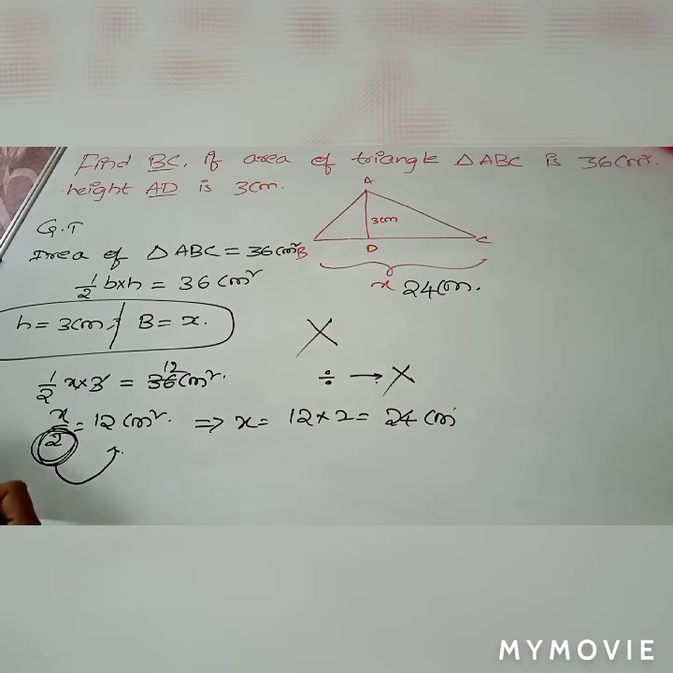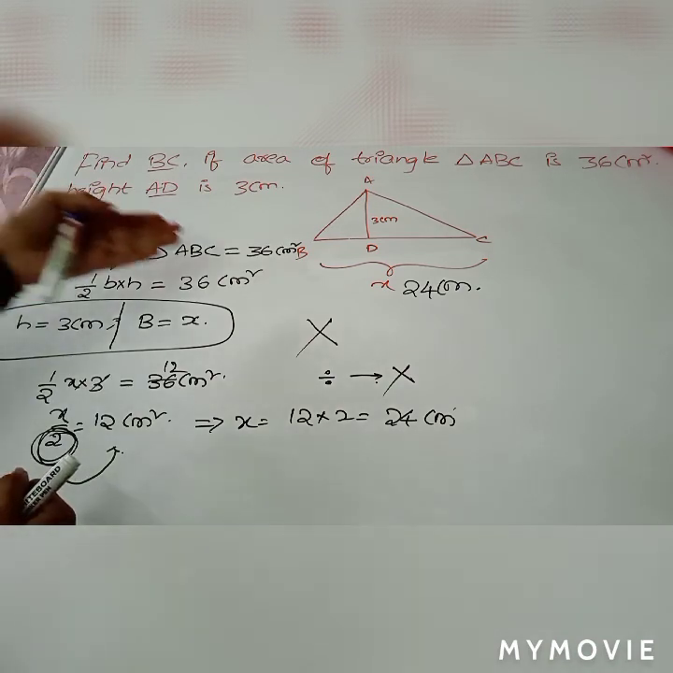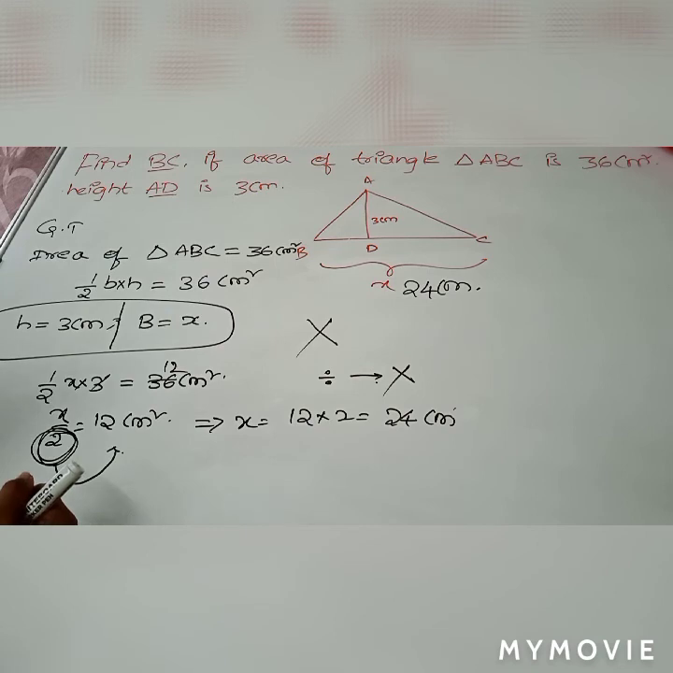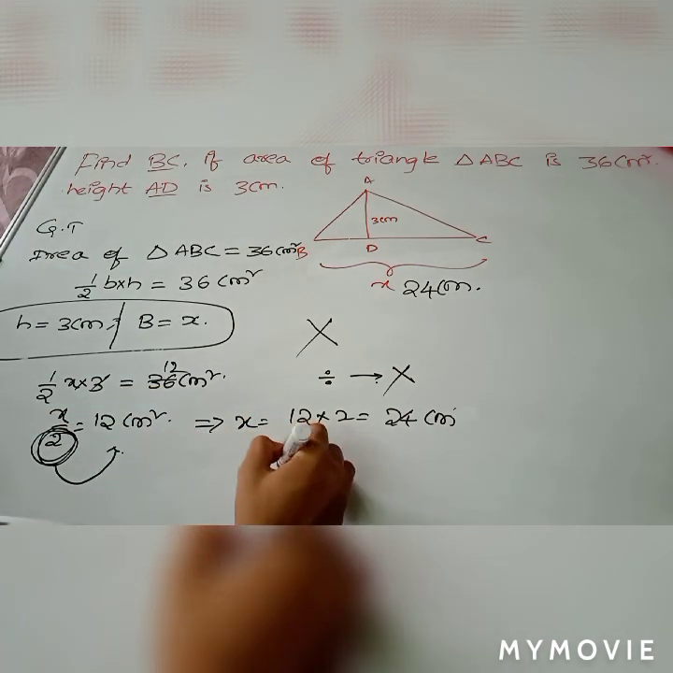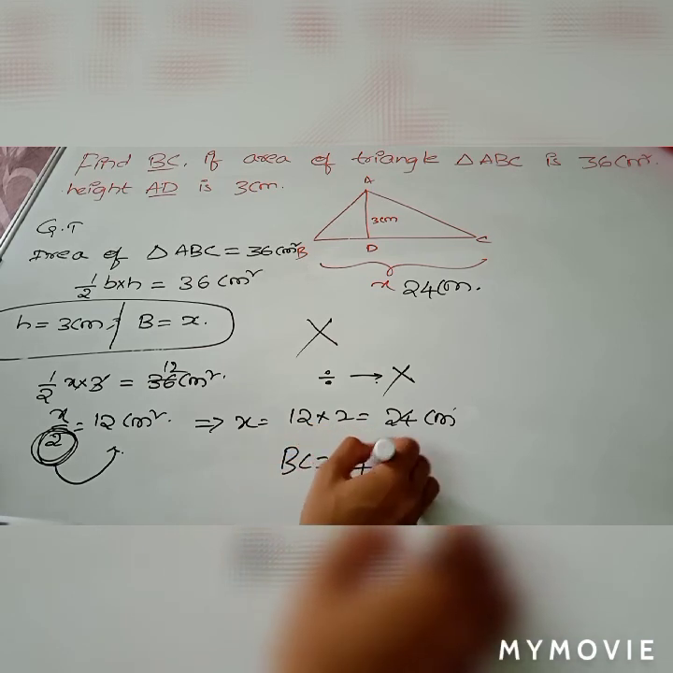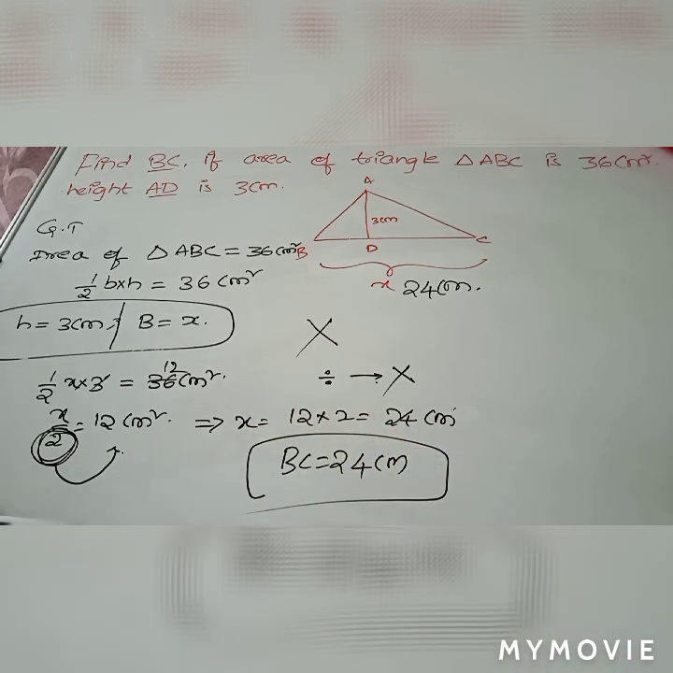What's the given question? Given that the area of triangle ABC is 36 square centimeters. We know the area of triangle formula, half base into height is equal to 36 square centimeters, and also the height is 3 centimeters. We need to find the base. Substitute these values in the formula and we will get the value of base BC. Base BC is equal to 24 centimeters.